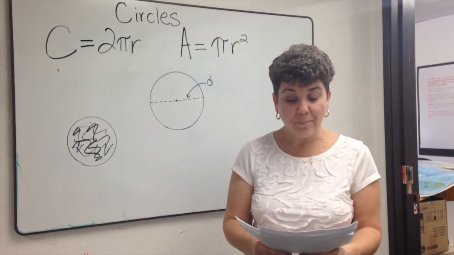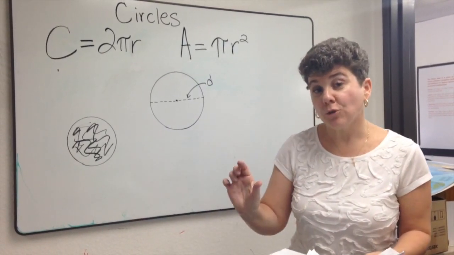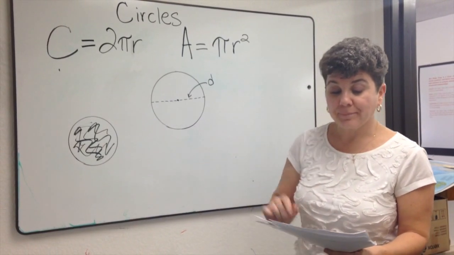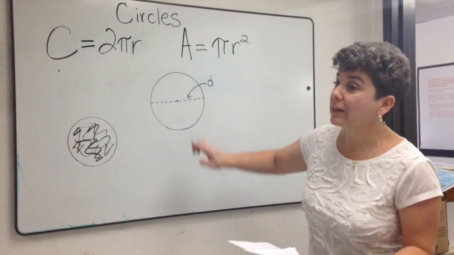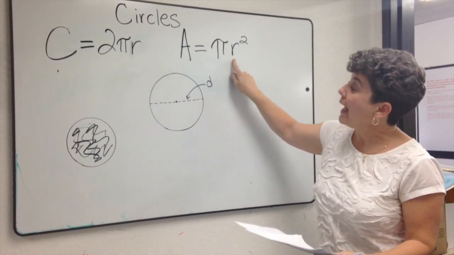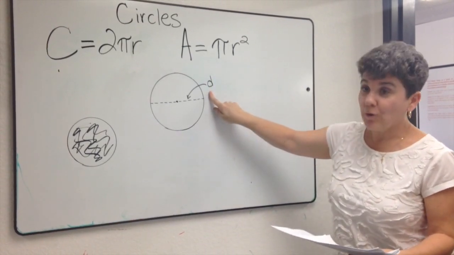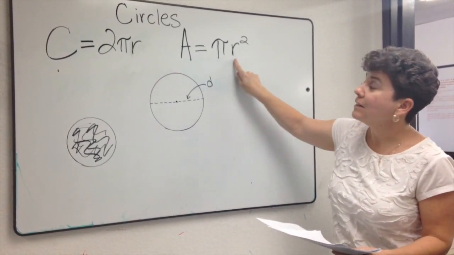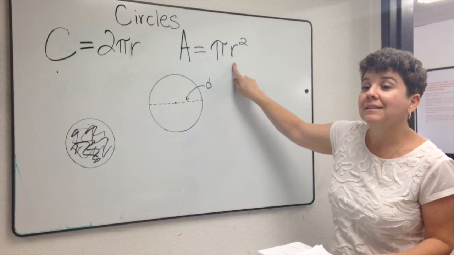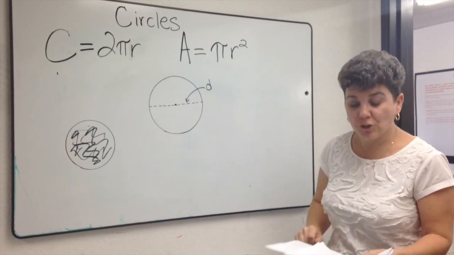Emergence category, where we expect maybe a short phrase, we might ask, Ben, if we are figuring the area of a circle and we are given the diameter, what do we do first to find the radius? Divide by 2. Divide by 2, excellent.